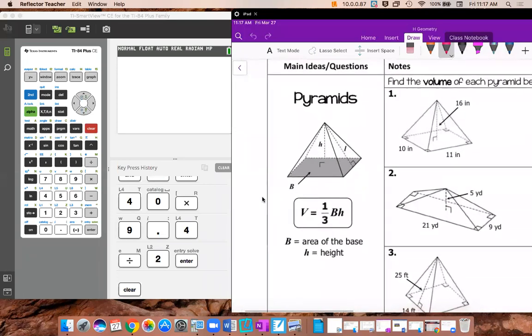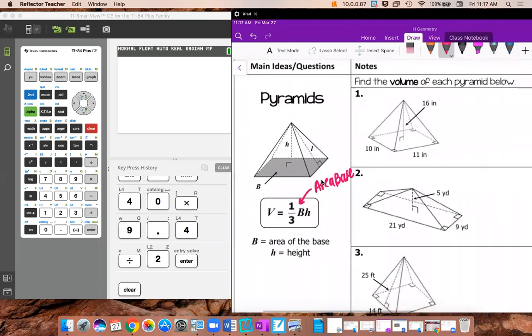So if we're working on pyramids, our volume formula is 1/3 times the area of the base. So this is the area of the base, that shaded part in our diagram up here, times the height. And again, the height is from the apex down to the center of the base, and it hits at a 90-degree angle. So all you need is the area of the base and the height of your pyramid. Then you just divide by 3, and you got your volume. And remember, when we're doing volume, that's in whatever our units are, cubed.